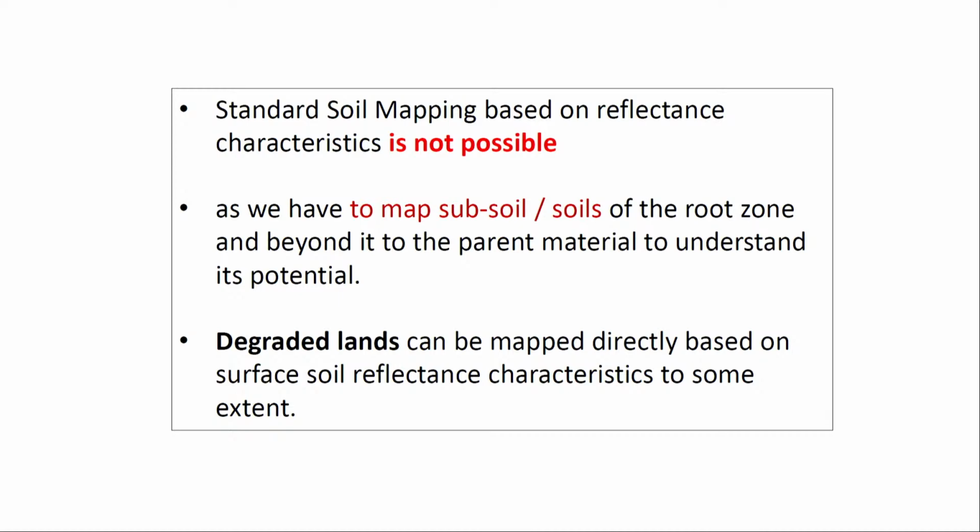To know its suitability, or which crop or vegetation it is suitable for, we have to go for soil profile study or pedon study. But in case of degraded lands, because of degradation, the surface characteristics of the soil get changed. Therefore, degraded lands we can easily map from reflectance characteristics.